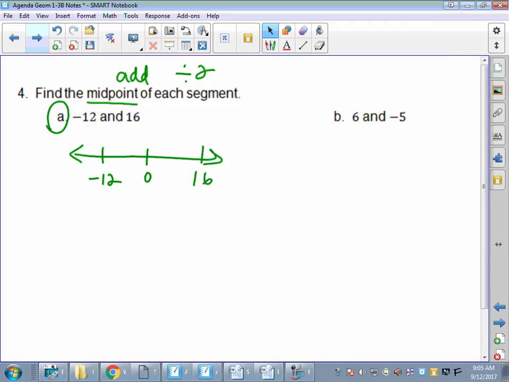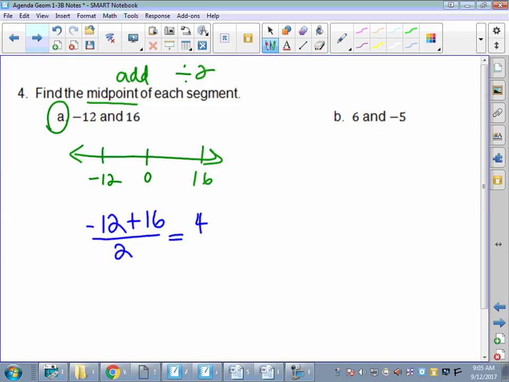Pretend that's a good number line. We're going to add them together and divide by 2. So -12 plus 16 over 2. 4 halves is the same as 2. So right here at 2 would be my midpoint. It makes sense, right? It's got to be slightly to the right of 0.